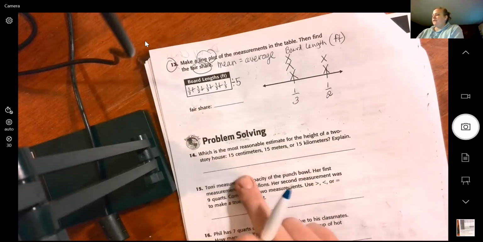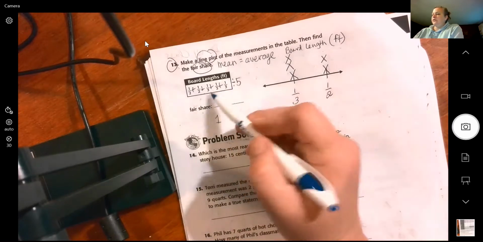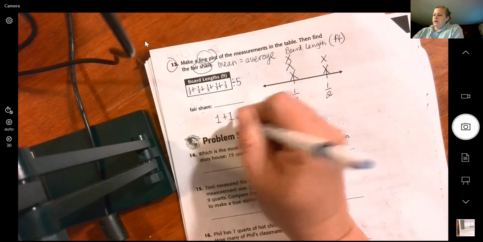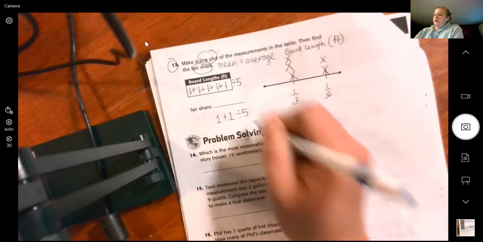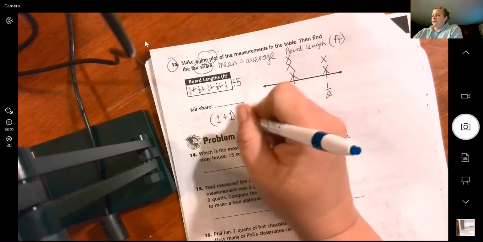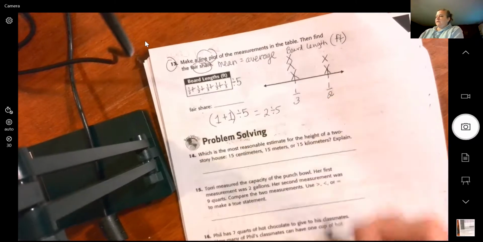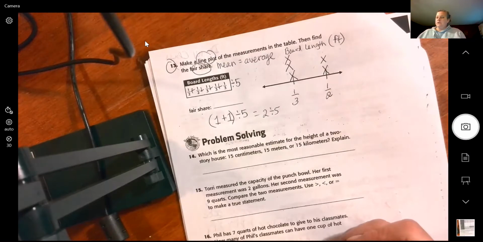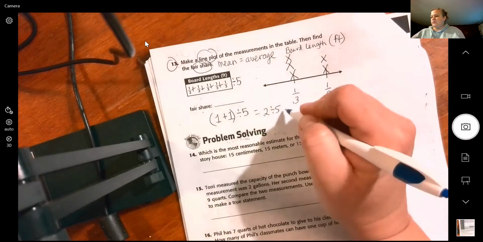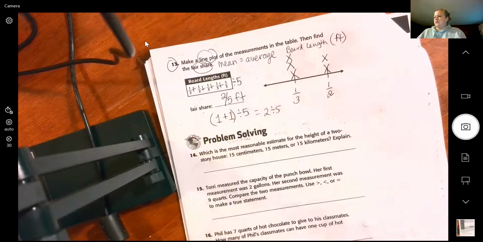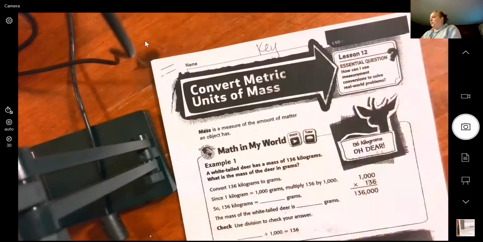Well, half and a half is what? 1. A third, and a third is what? 1. And we're going to divide it by 5. All right, 2 divided by 5. Now, how can I write that as a fraction? Well, division and fractions are interchangeable. 2/5 of a foot.